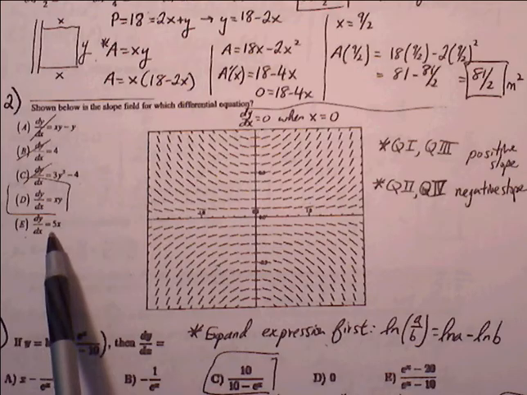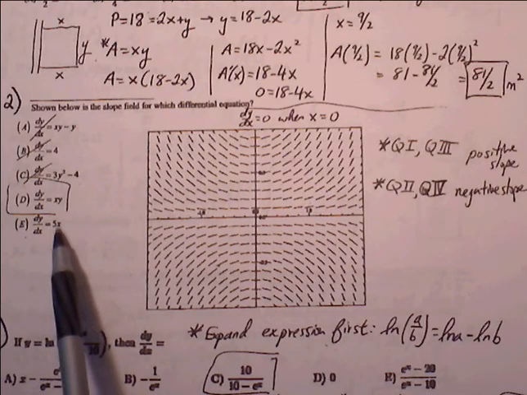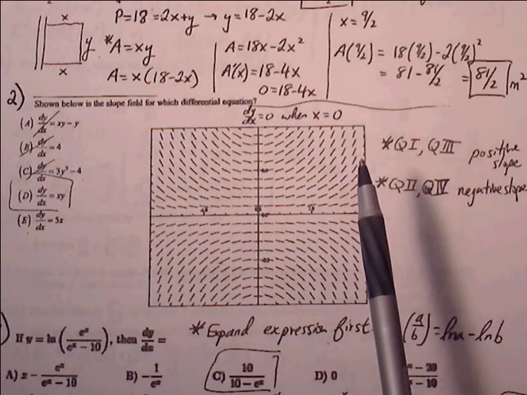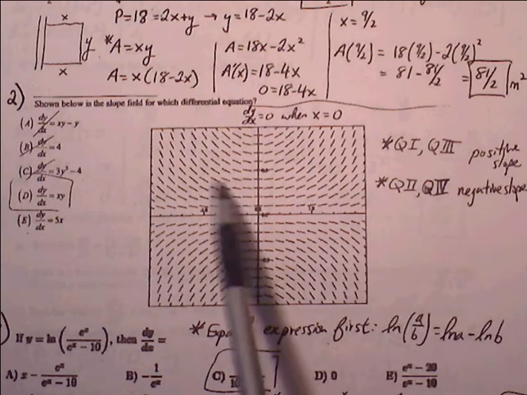If I plug in 2, 2, I get 5 times 2, and that's 10. That's positive slope. Okay, so that looks like we're still not able to differentiate. Let's try the second quadrant.